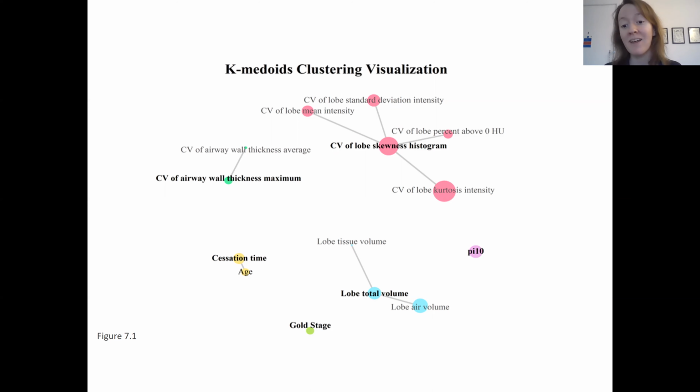And then there are the most interesting features, which are those that are not clustered to any other features at all, such as the PI10 here and the GOLD stage. What are they telling us that the other features just can't? And are they carving out a subset of that signal that is able to provide additional information that backs up the diagnosis of COPD and lung cancer?